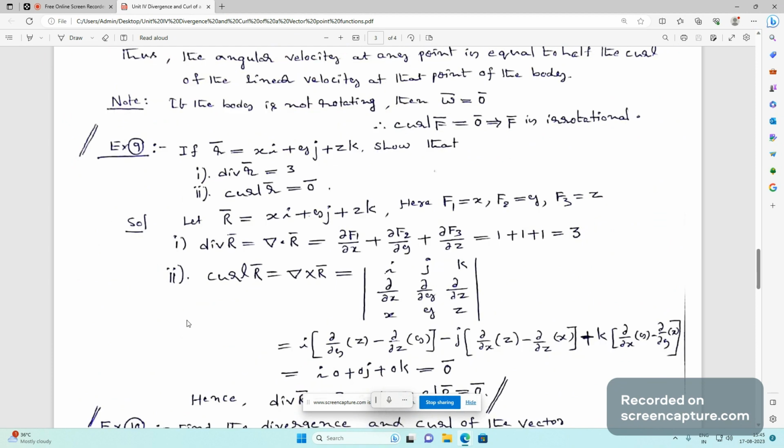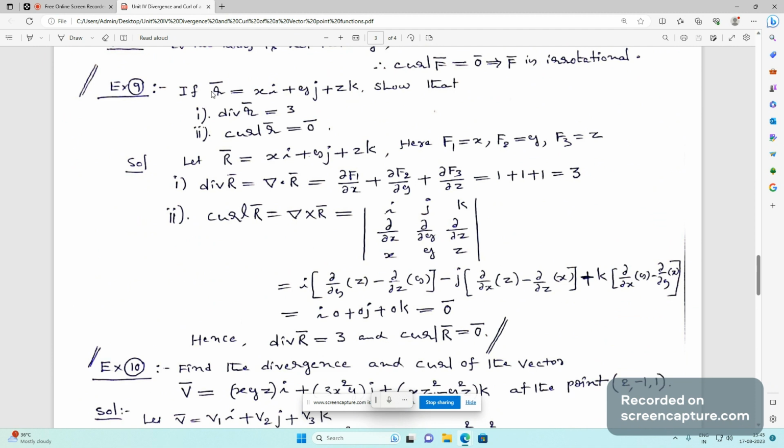So we will explain some examples. If R bar is the position vector, xi bar plus yj bar plus zk bar, then find divergence of R bar equals 3 and curl R bar equals 0 bar. Just simply, R bar equals xi plus yj plus zk, then f1, f2, f3 will be x, y, z respectively. Divergence of R bar equals del dot R bar equals dou f1 by dou x plus dou f2 by dou y plus dou f3 by dou z equals 3.